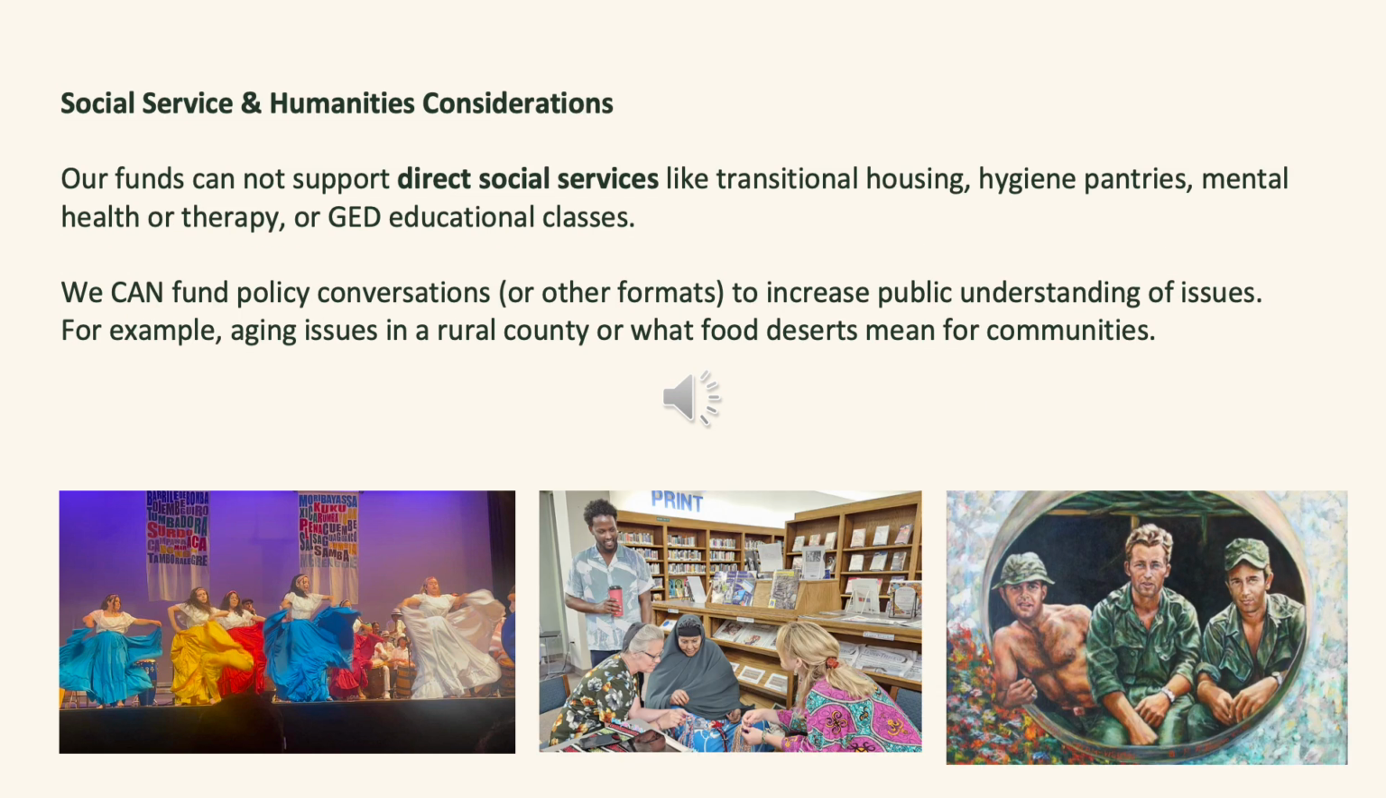There's also social service and humanities considerations. If you are a direct social service agency, our funds cannot support direct social services like transitional housing, hygiene pantries, mental health, or therapy. Or sometimes we get inquiries about funding GED educational classes. But those, while important services, we're not able to fund. We can fund policy conversations or other formats to increase public understanding of issues. For example, aging issues in a rural county, or what food deserts mean for communities.